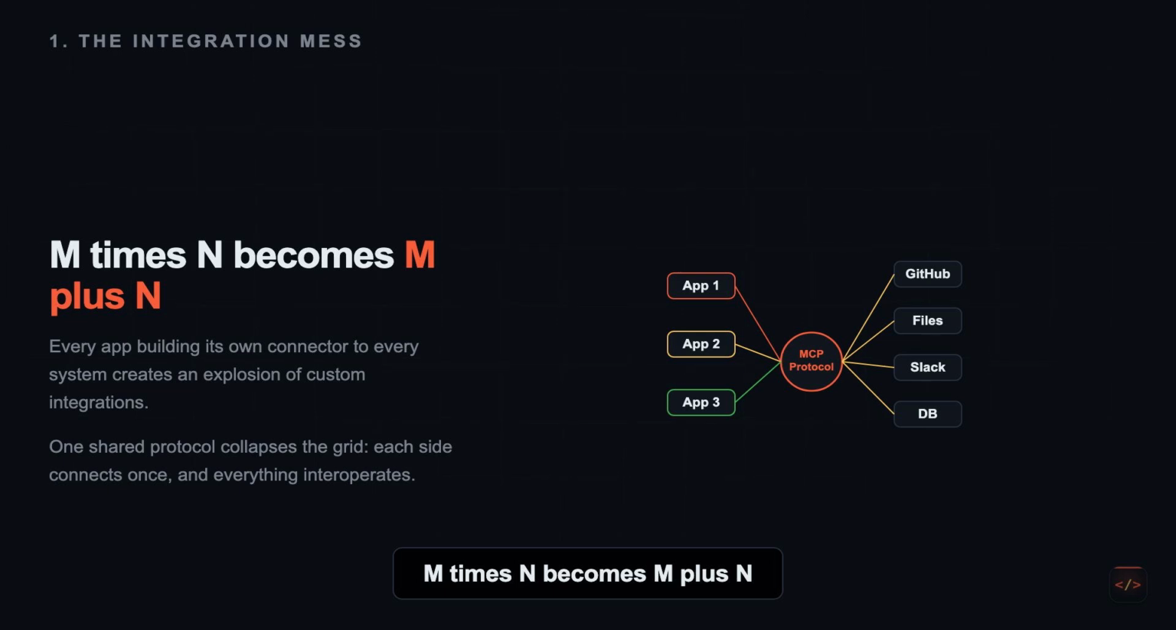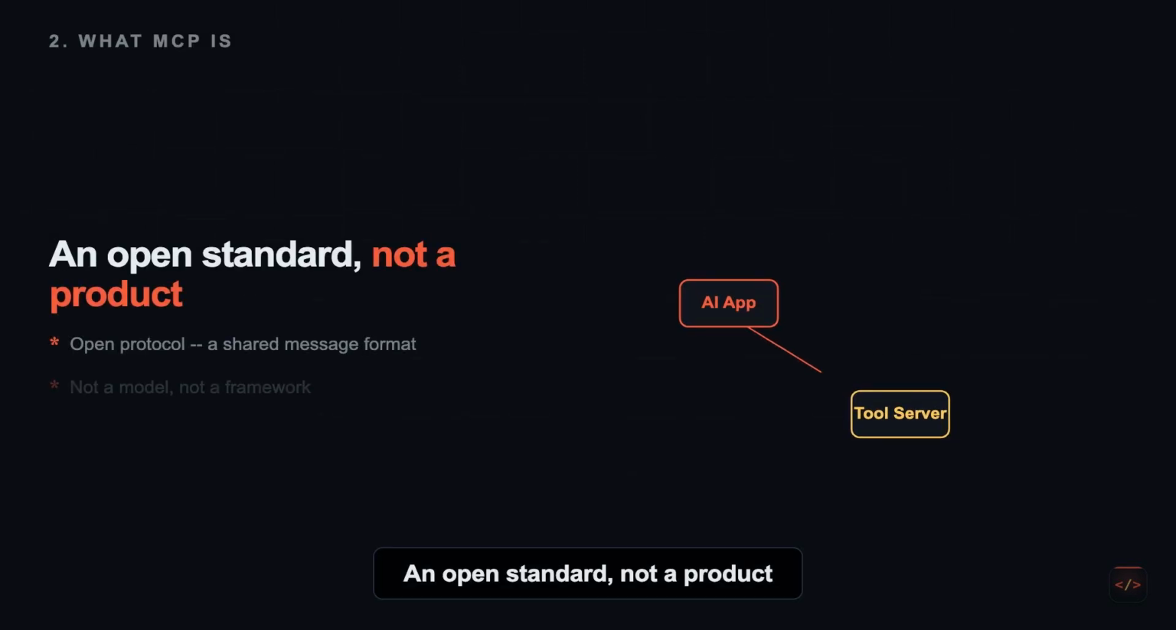A standard collapses it into M plus N. Each application speaks the protocol once. Each system exposes itself through the protocol once, and suddenly everything connects to everything. That collapse is the entire point of MCP.